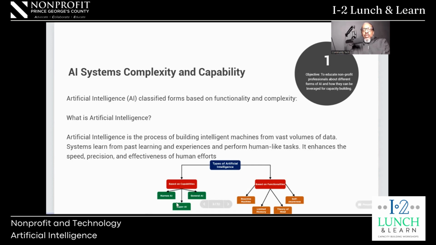So then when you talk about general AI, it is a lot broader than narrow AI. It's more going to the fears that people have about the capabilities of AI replacing people in jobs.